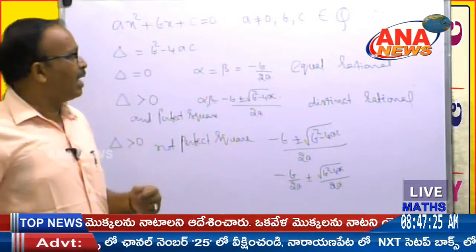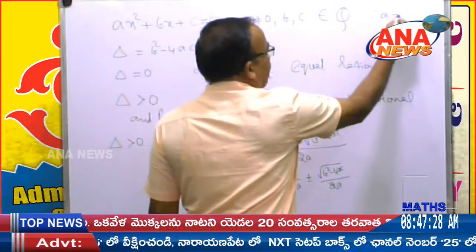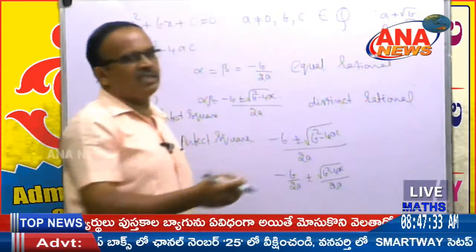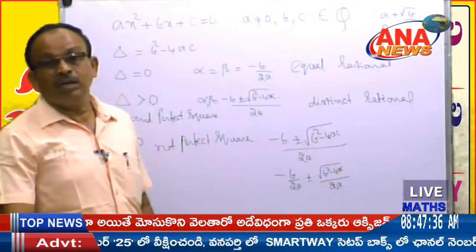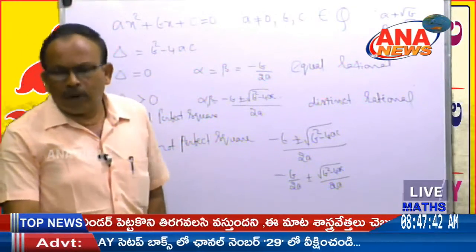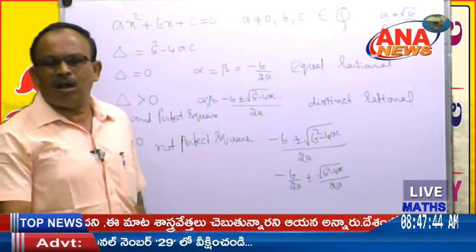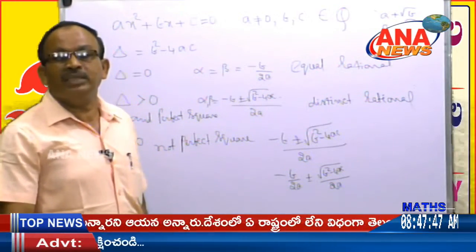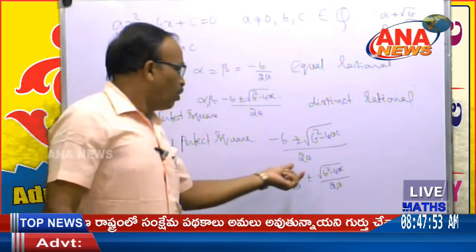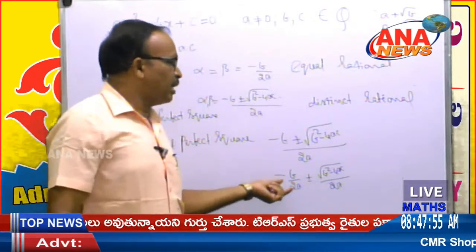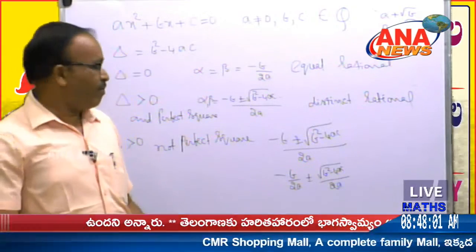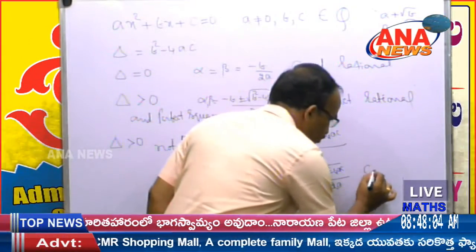This type of value, like a plus root b, a minus root b, where one is rational and another one is irrational, those types of values are called surds. Here the under-root value is positive. Root over a positive value is always positive. Root over something is always positive when that something is positive. So here it is irrational, this is rational. This type of values are called conjugate surds.